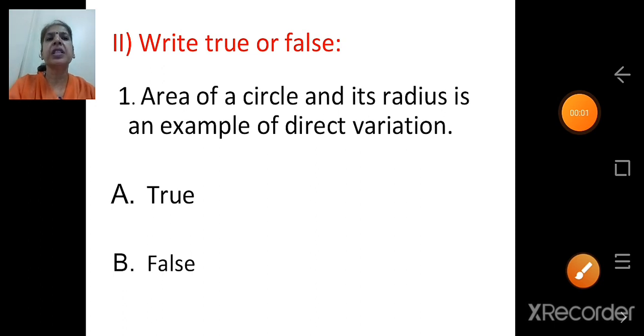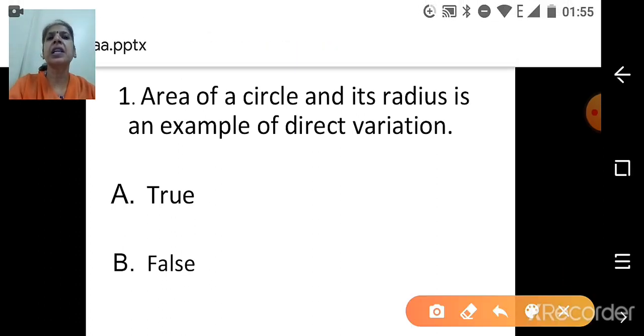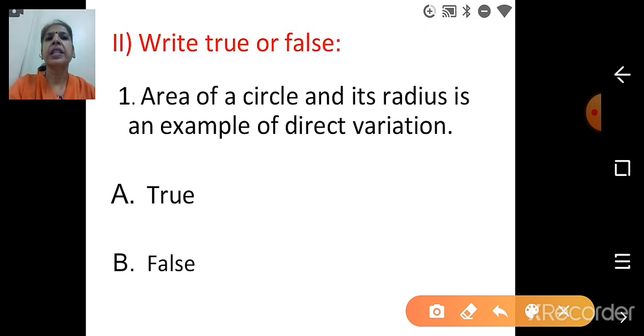Next question is, write true or false. First one, area of a circle and its radius is an example of direct variation. Yes children, what is the answer? True or false? It is true. The reason is, if your radius increases, area also increases. If radius decreases, area also decreases.